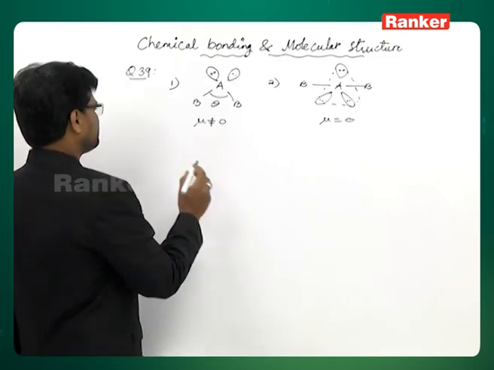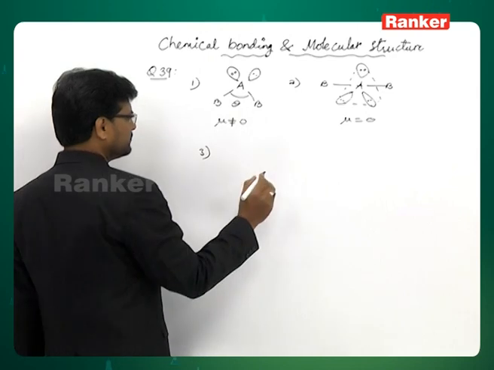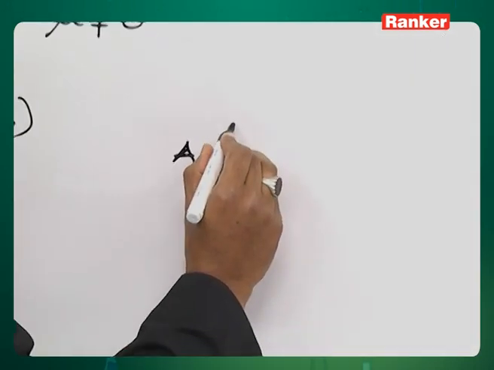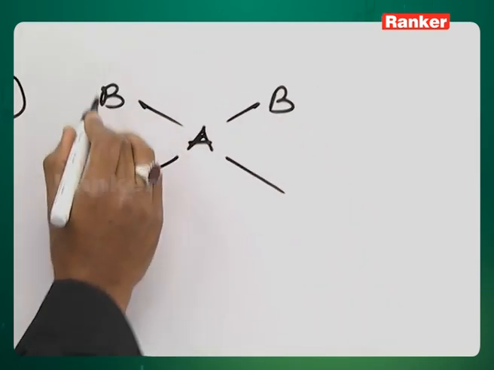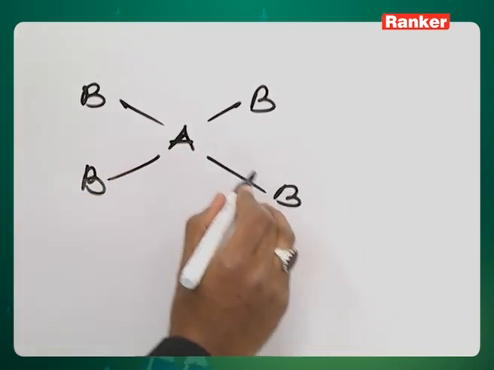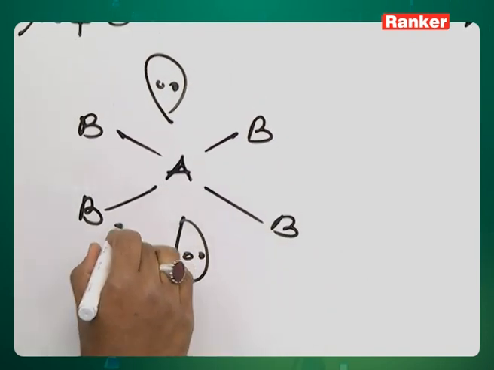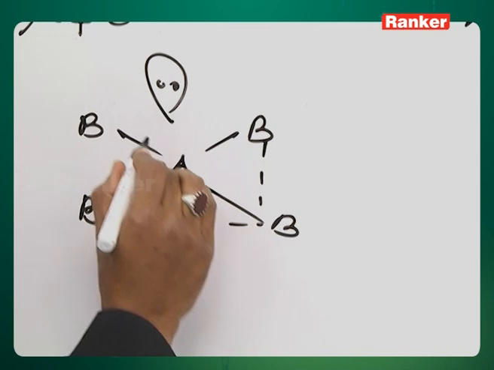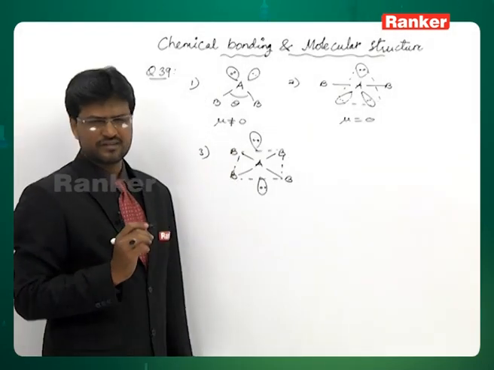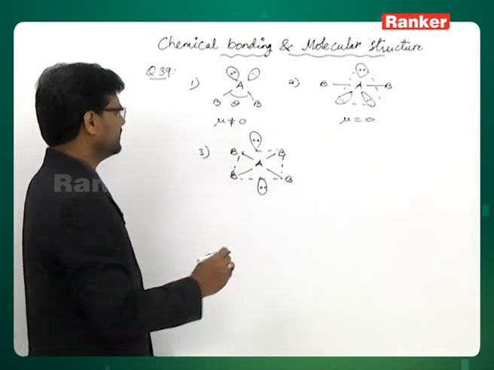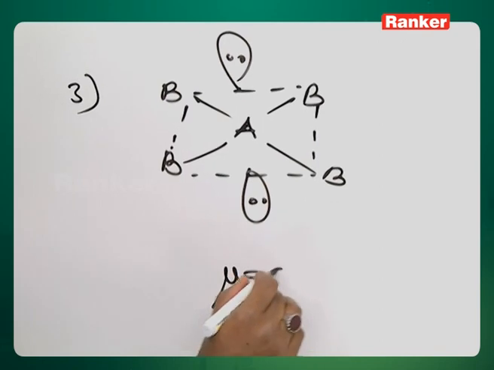And then number 3 is AB4L2. This is expected to have the 4 B's lying in the same plane, and the lone pairs are present one above and one below the plane. It has octahedral geometry, and the 4 B's are present in the same plane, with lone pairs one above and one below, and because of this square planar shape, mu equals 0.